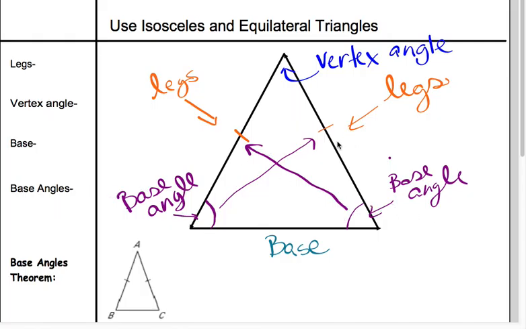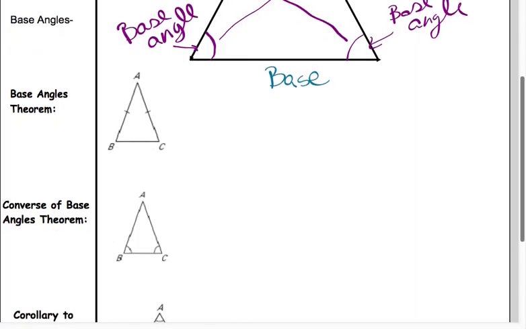The legs are congruent to each other. The base is the side that is not congruent to the others, and the vertex angle is the angle that is not congruent to the others. So let's look at a couple of rules here. We've got the base angles theorem.